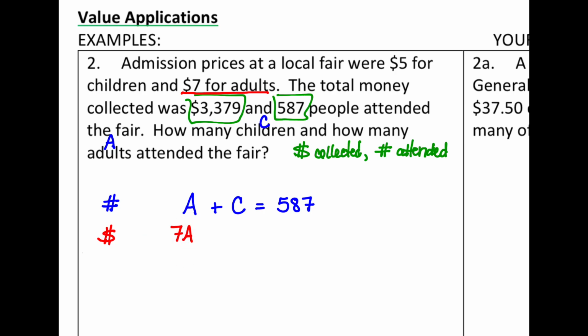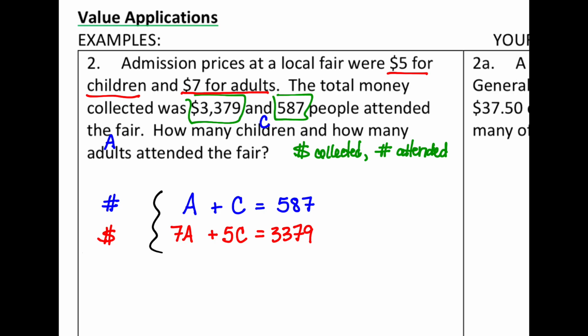Okay, and to that, we're going to add $5 for each child who came. So $5 times each child. And that total was 3,379. And you have a system of equations. Okay, so that system is now what we're going to solve.